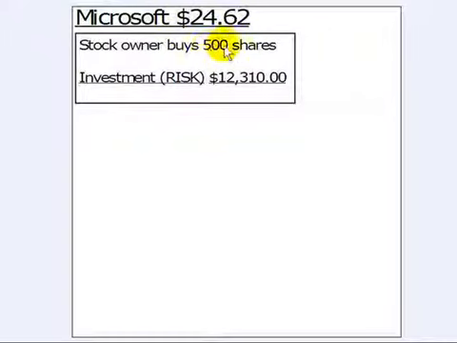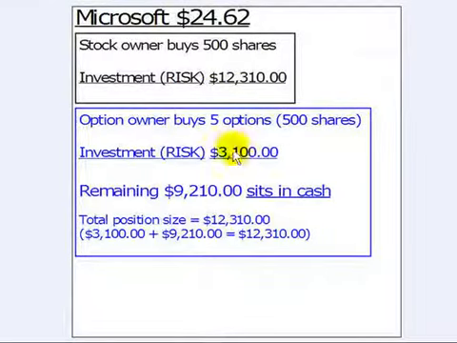Sell out of the 500 shares, you've got $12,310. Now, with that $12,310, you're going to put some of the money into an option and the rest of it's going to sit in cash. We're going to buy 5 of those option contracts we just looked at, at $6.20. 5 option contracts represents 500 shares. That's going to cost $3,100. Now, that's our investment. Instead of risking $12,310, we're risking $3,100.